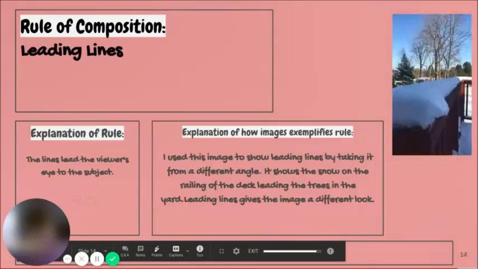Leading lines. The lines lead the viewer's eye to the subject. I used this image to show leading lines by taking it from a different angle. It shows the snow on the railing of the deck leading to the trees in the yard. Leading lines give the image a different look.